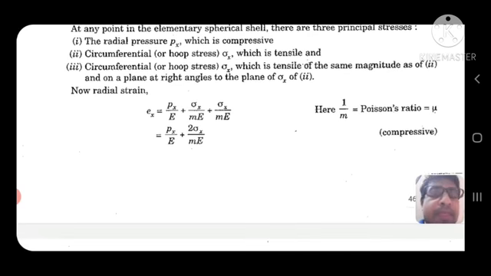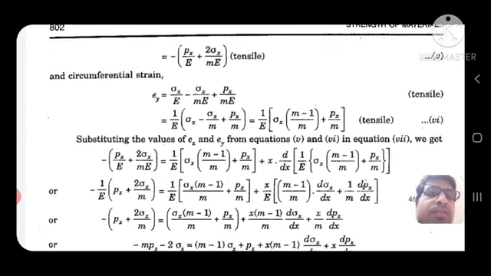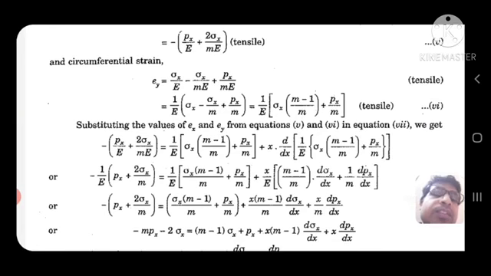Now, the radial strain εx is equal to px by E plus sigma x by mE plus sigma x by mE. So px by E plus 2 sigma x by mE. That is equal to minus (px by E plus 2 sigma x by mE), tensile.